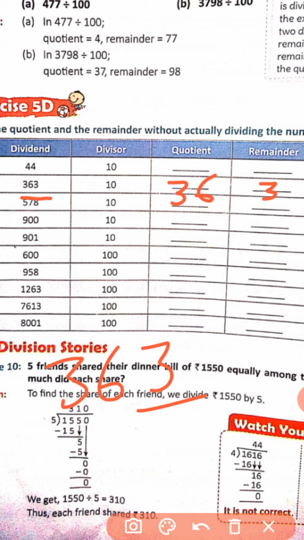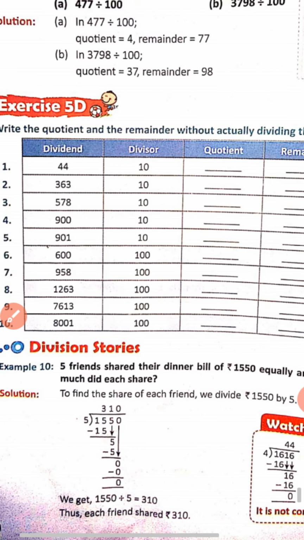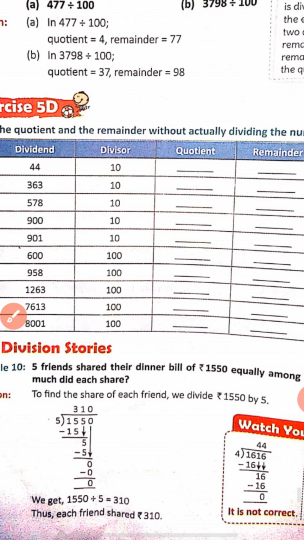Now see the example of dividing by 100. 600 divided by 100, then the ones and tens digits will be the remainder. You can write 00 also, no problem. And the quotient will be 6. Next, you see question number 8 also.